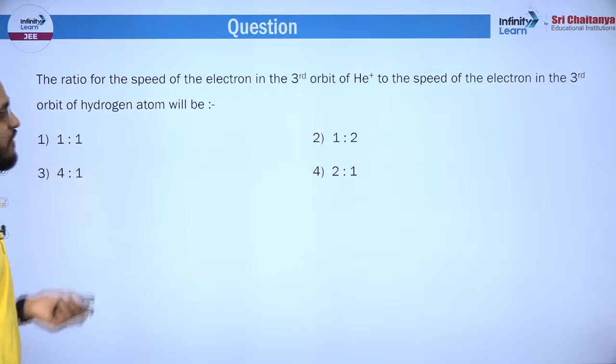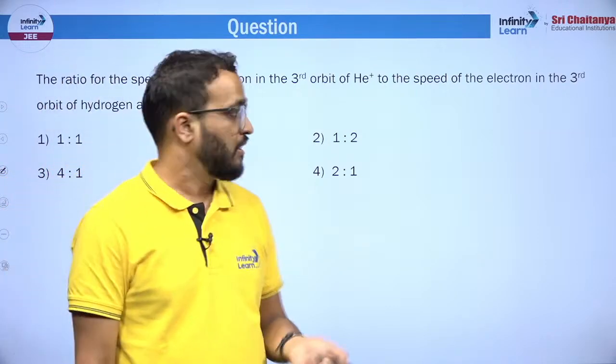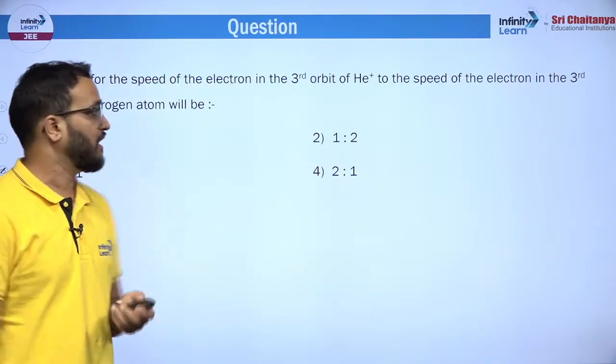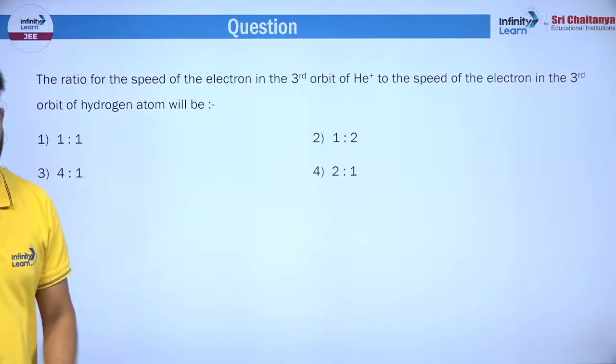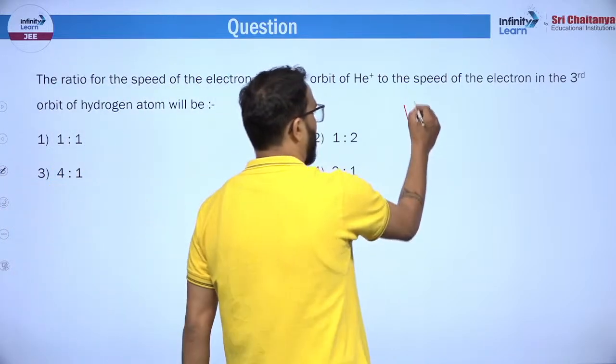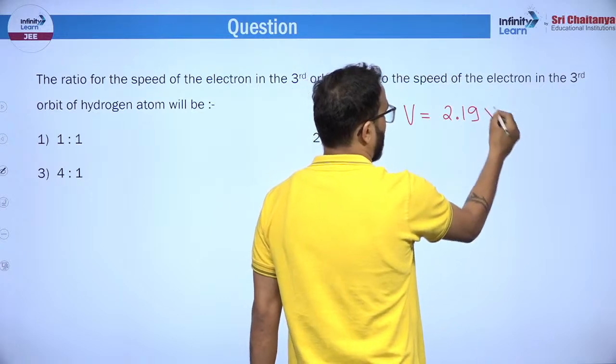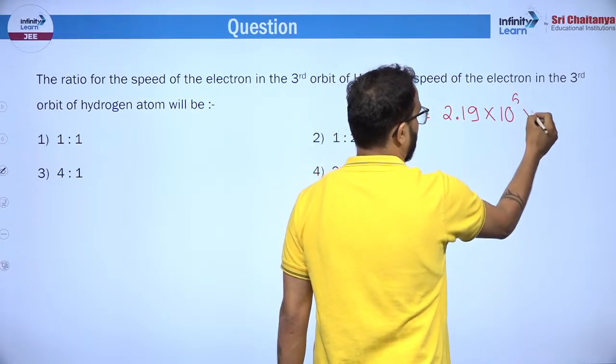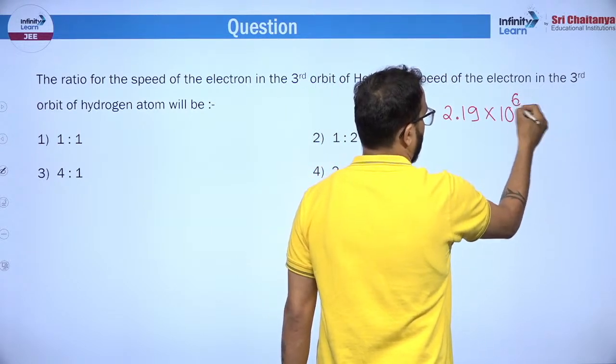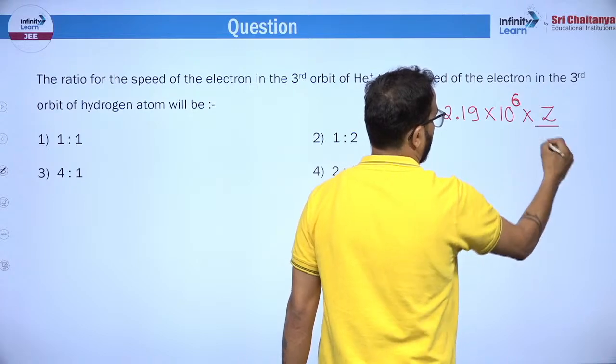The ratio for the speed of the electron in the third orbit of He plus to the speed of the electron in the third orbit of the hydrogen atom. So what is the formula for the speed in hydrogen like particles? 2.19 into 10 to the power 6 into Z by N.